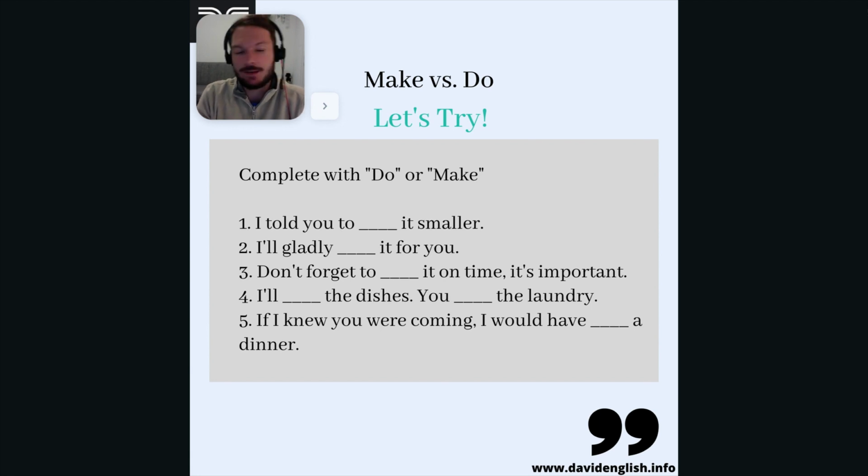Okay? And number 5, if I knew you were coming, I would have blank dinner. So, a little tip, I would have made dinner. Why? Because you're building it, you're creating it, you're producing it. And usually with make, it goes with food and drinks. That's a little tip.